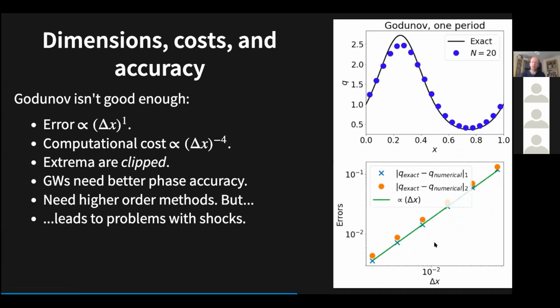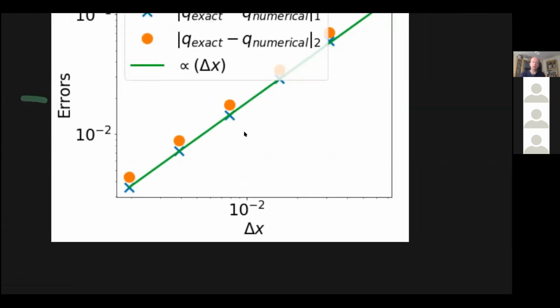More importantly, we look at how the error goes, and we're measuring the error in an appropriate norm over the domain.